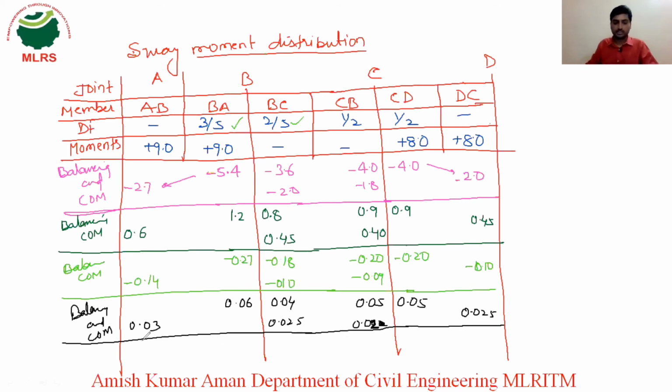Okay, now add that, you will get 6.73, you will get 4.59, you will get minus 4.59. Here you will get minus 4.74, you will get 4.75, and here it will be 6.35. Okay, so these are the final moments you got after distribution of sway moments. So we got distribution of sway moments, and distribution of non-sway moments also.